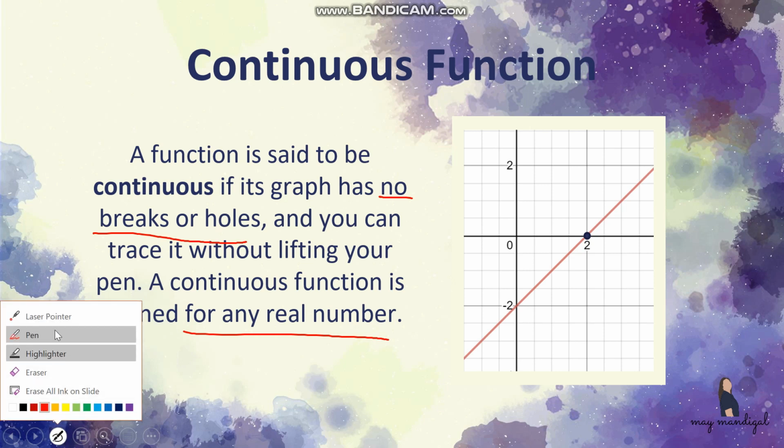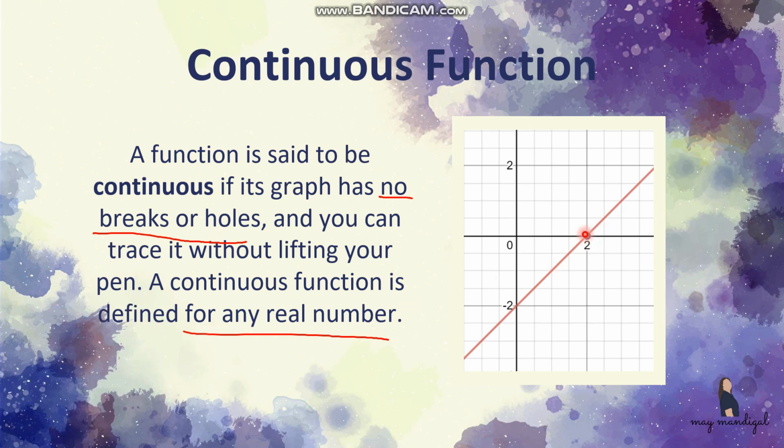As you can see in the graph, there's no hole. We have this point right here, but this point is actually shaded. That means 2 is still part of the domain because if we substitute 2 into our function, this is the example from a while ago, we get the value of y, which is 0. So there are no breaks or holes here. You can also trace it without lifting your pen. Let's say you start here, so you can trace it continuously. You will not stop at 2 because 2 is part of the graph. And there you go. So that is an example of a continuous function.